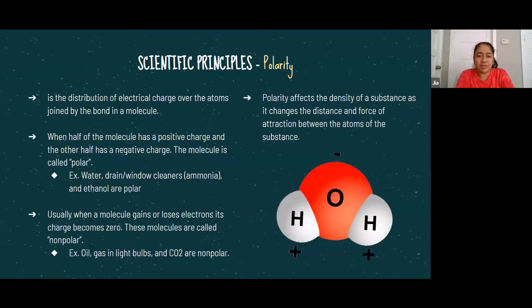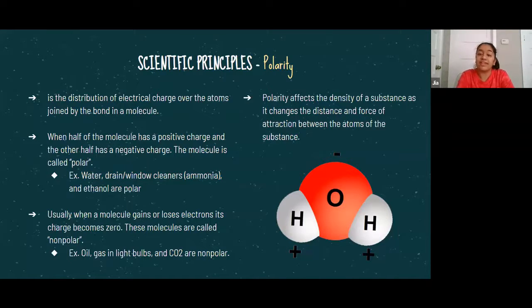To better explain, let's look at this water molecule on the screen. Because there are two positively charged hydrogen atoms and only one negatively charged oxygen atom, which have come together to form this water molecule, the water molecule has an imbalance of charges, where one end of the molecule is positively charged and the other end of the molecule is negatively charged.